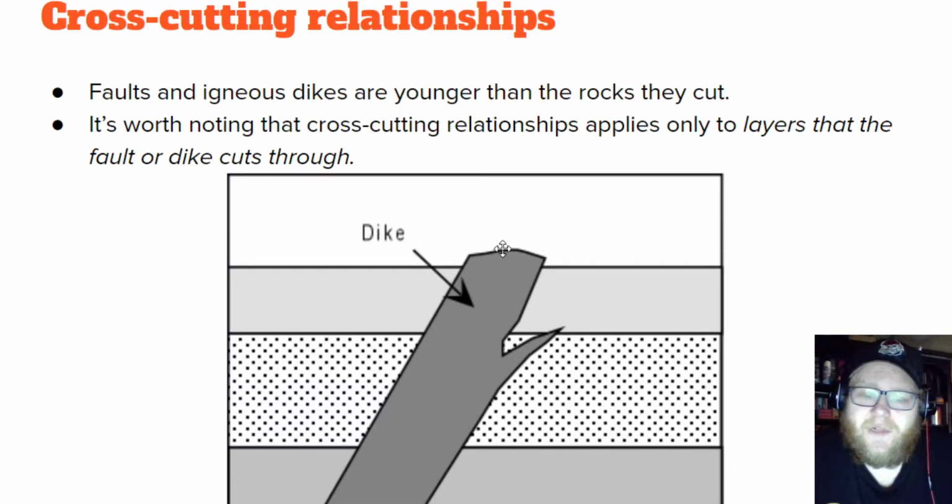So that's pretty simple to understand. That said, if say this dike was just down here and it cut off around here, then this layer would still be younger than the dike because that dike does not cut through that layer.